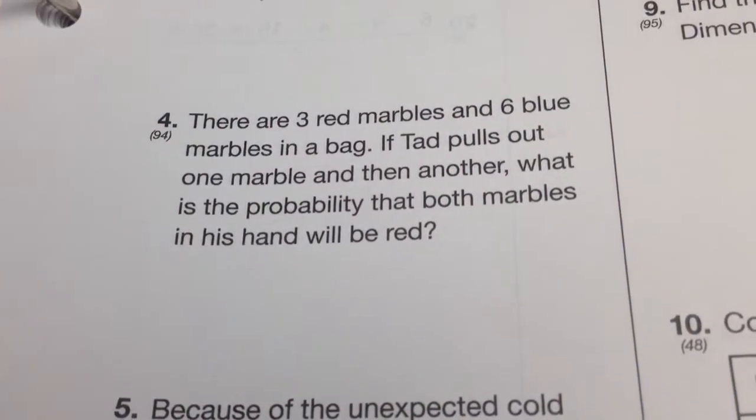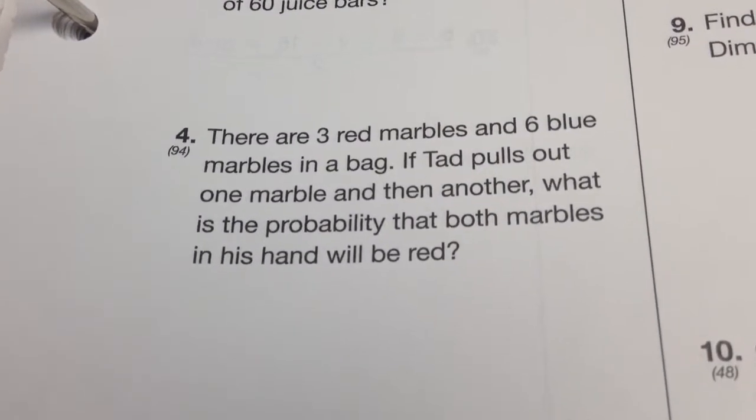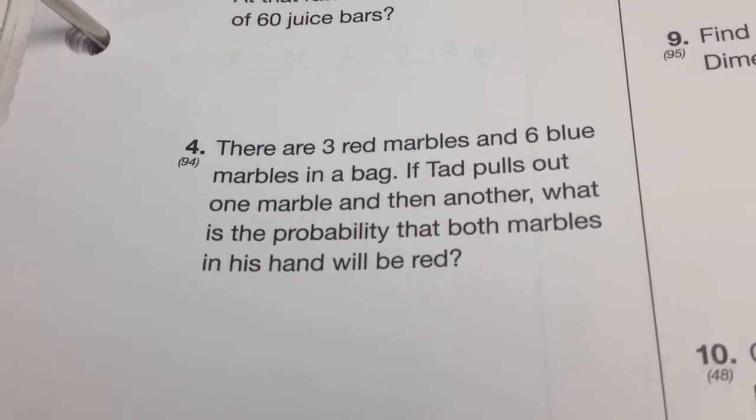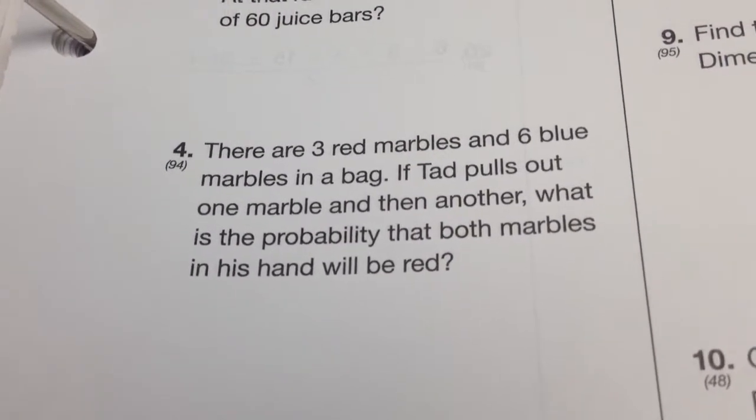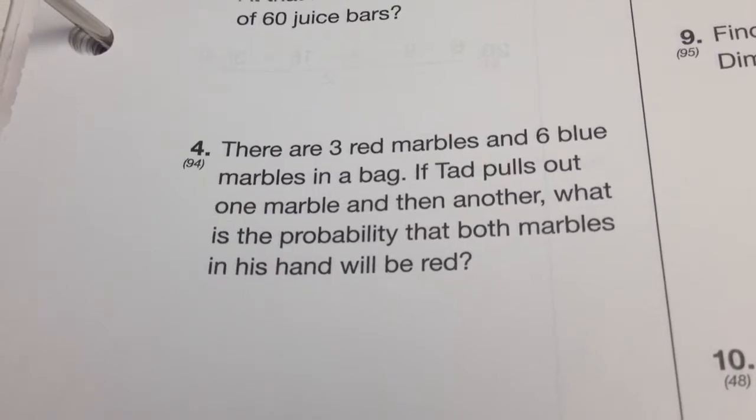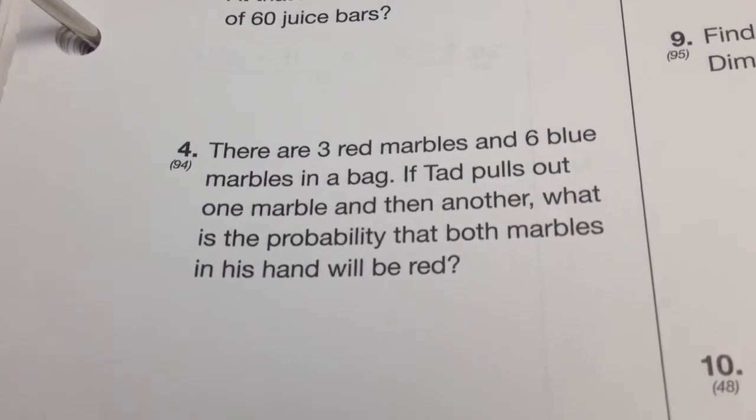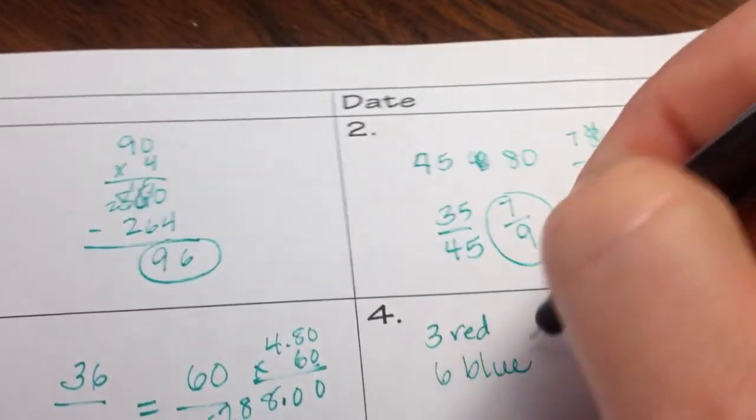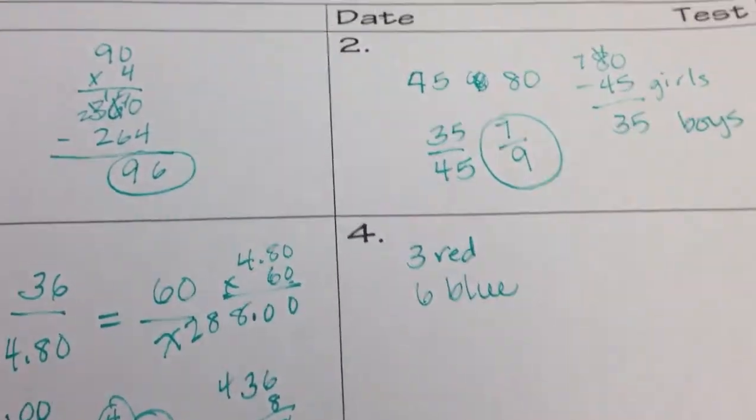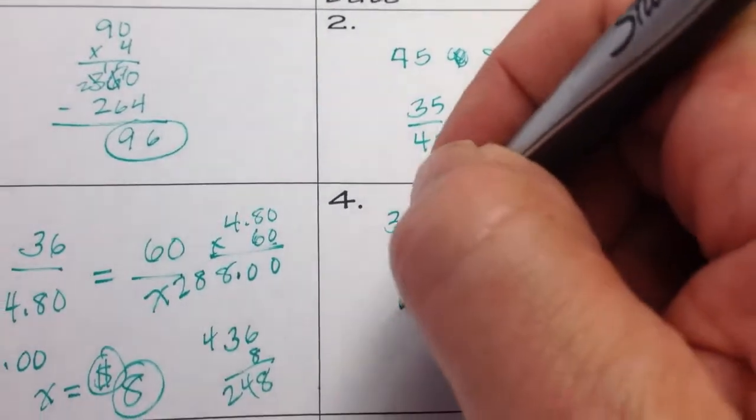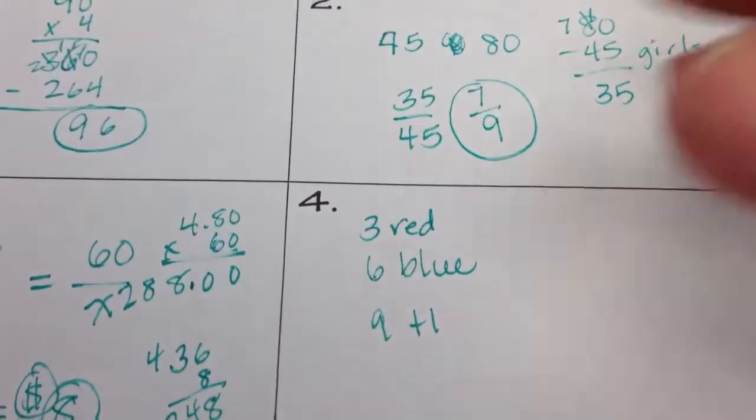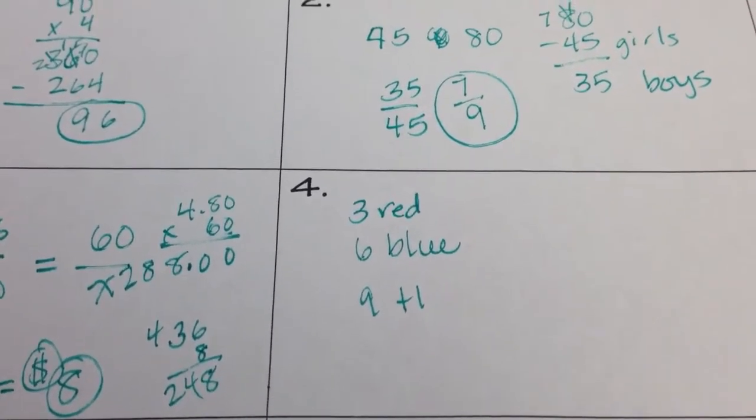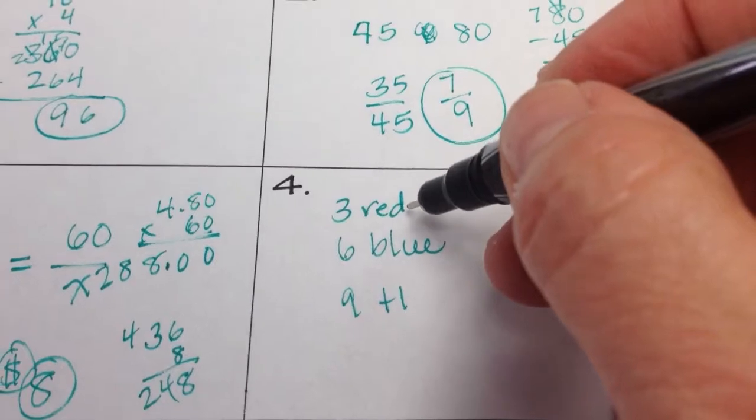Right, number 4, there are 3 red marbles and 6 blue marbles in a bag. If Tad pulls out 1 marble and then another, what is the probability that both marbles in his hand will be red? All right, so we have 3 red, 6 blue, so how many total? We have 9 total. Now he's going to draw one out, he's not going to put it back, and then he's going to draw another one.